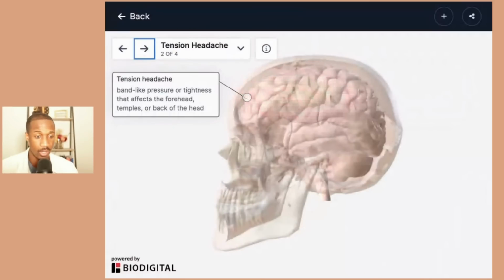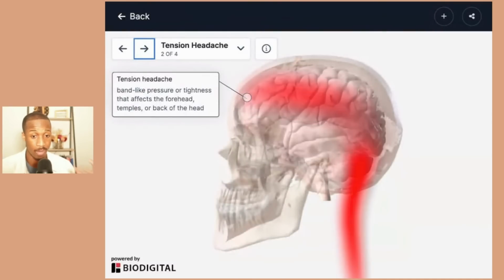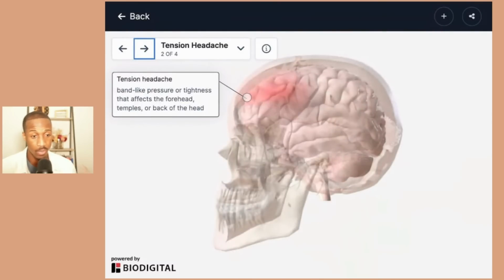Now we're going to go into tension headaches. These are some of the most common types of headaches. It's kind of like a band-like pressure or a tightness, and it affects the forehead, the temples, the back of the head. These are typically periodic or episodic, and so they can sometimes persist constantly for a period of weeks or months. If it's getting into the months, then it's chronic, but typically, they're happening periodically. The underlying cause of this is not exactly fully understood. They can be triggered by a ton of stuff. Typically, I've seen clients where it usually gets triggered by stress, and there can be an increased sensitivity to pain.